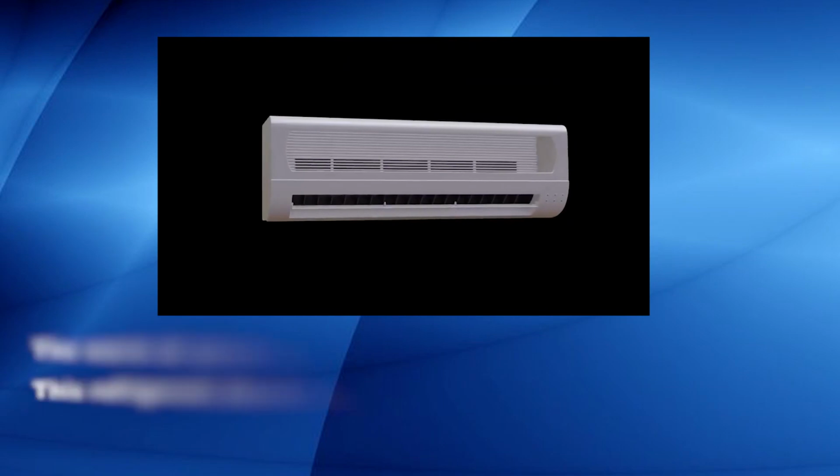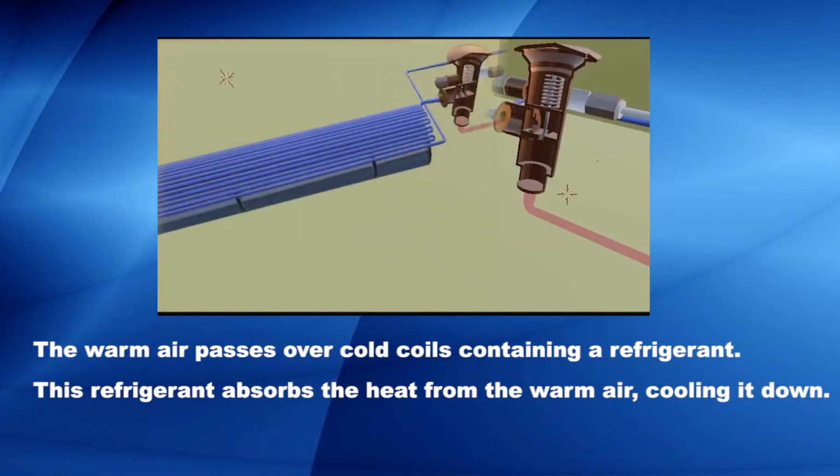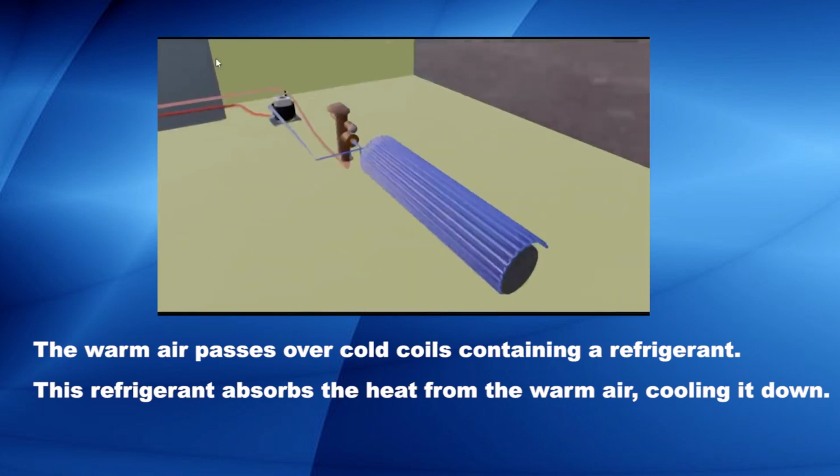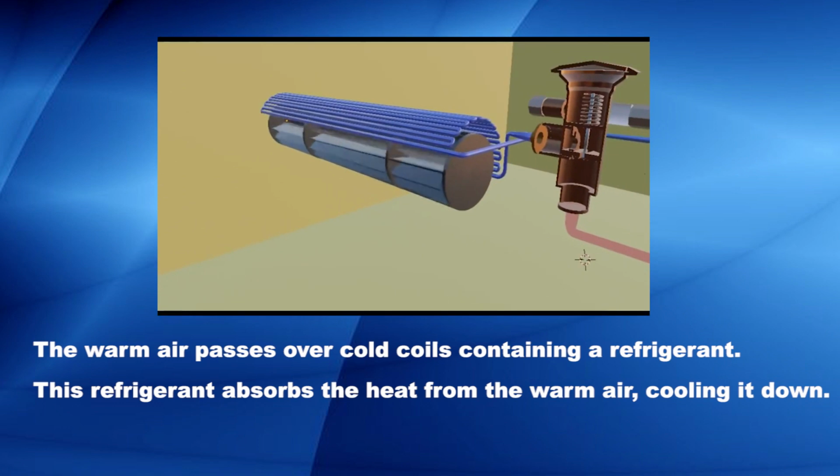The air conditioning process starts with the cooling step, where warm air from the indoor space is drawn into the air conditioner. The warm air passes over cold coils containing a refrigerant. This refrigerant absorbs the heat from the warm air, cooling it down.